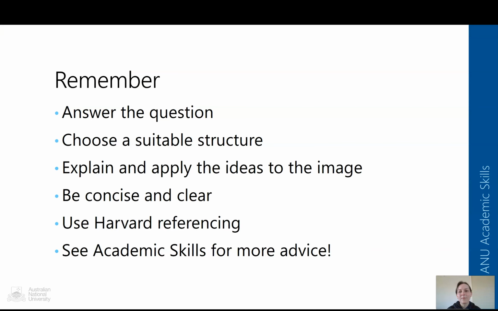So finally, remember that when you're doing your representation task, make sure that you answer the question very directly. Choose the structure that suits your argument, and make sure that you explain and apply the ideas to the image. Be concise, be clear, use topic sentences, and make sure that you follow Harvard referencing and come and see us for more advice.